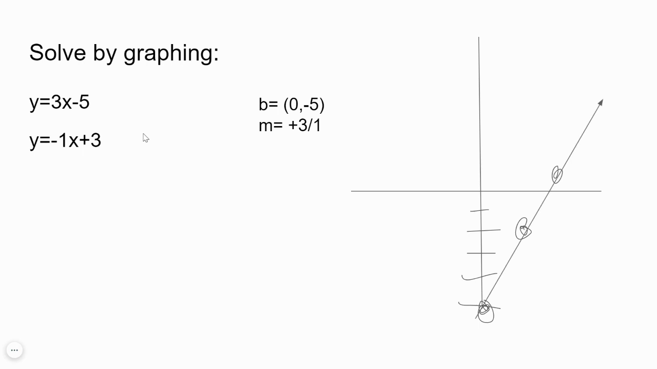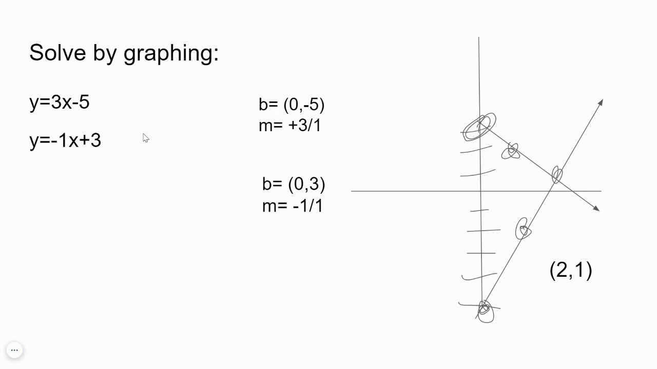Then I go to my next equation, which is -1x plus 3. What is the slope and y-intercept there? The y-intercept is +3 because that's the constant, and the slope is -1 because that's the coefficient of x. So that means the slope is -1/1. So I start at +3, and I go down 1/1, down 1/1, continue my line, and see where they cross. And it looks like they cross at (2, 1). So there's my solution to that system.